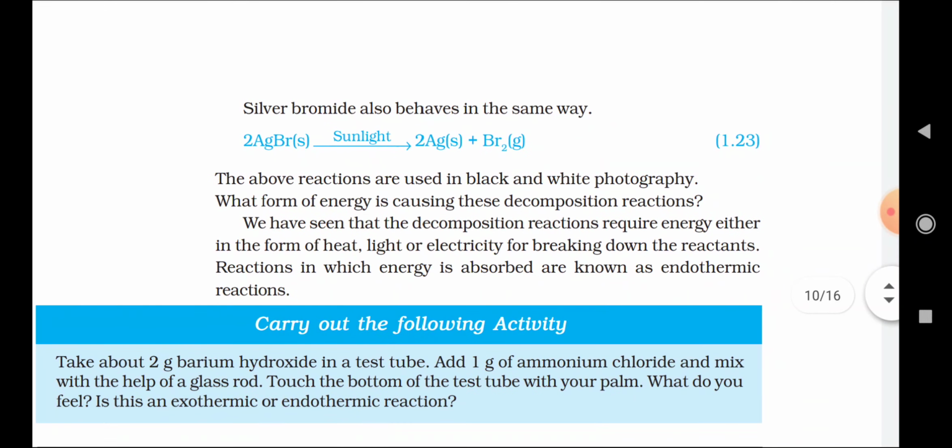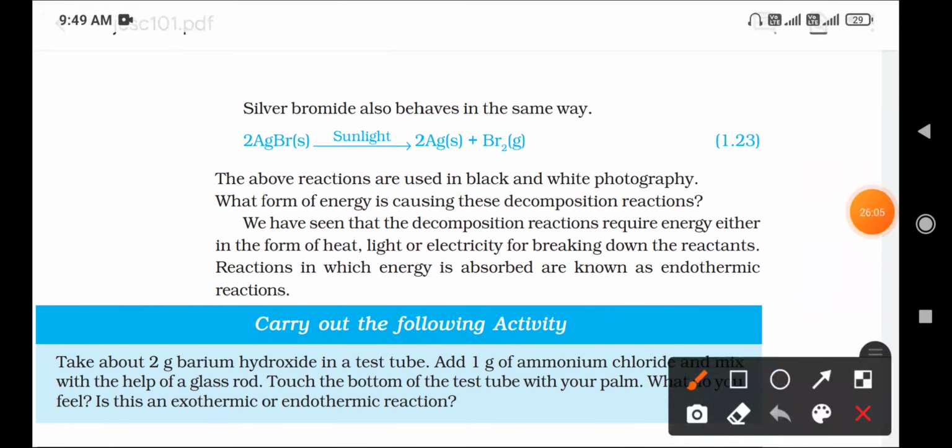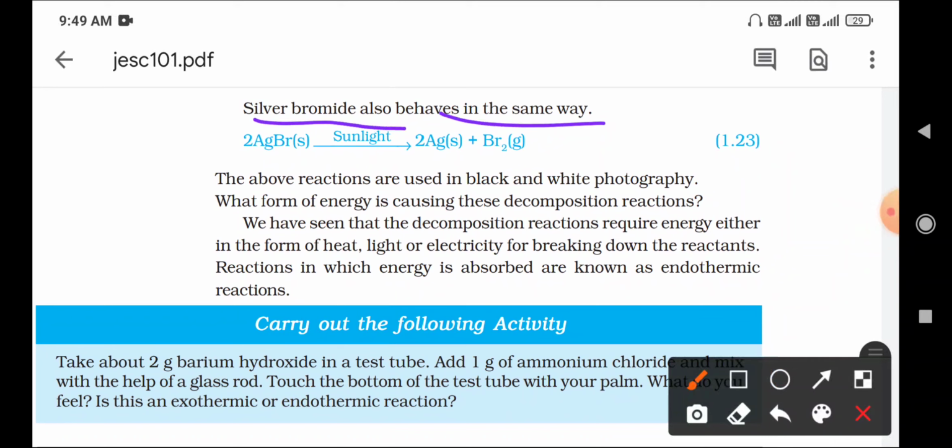Next, another example of thermal decomposition reaction: silver bromide also behaves in the same way. Silver bromide, AgBr, when heated in the sunlight, gives silver plus bromine gas. Which gas is liberated here?